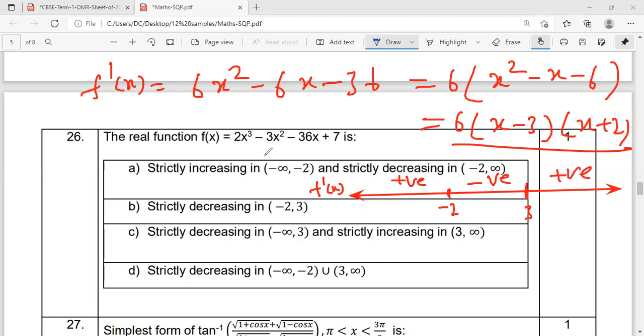My question was about the real function. Now it is increasing in these two intervals and decreasing in this interval. Let's see which option. Strictly increasing in minus infinity to minus 2 and strictly decreasing in minus 2 to infinity? No, we cannot say that because it is increasing from 3. Strictly decreasing in minus 2 to 3, yes, that's right. Strictly decreasing in minus 3 to infinity is not right. Strictly decreasing in 3 to infinity, no, this is not right. So we have only option B, which is correct.